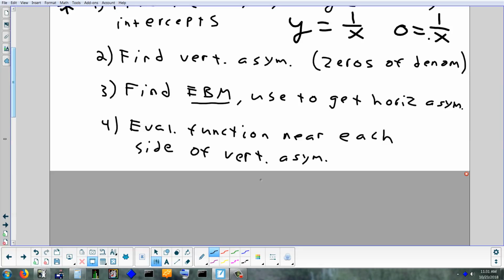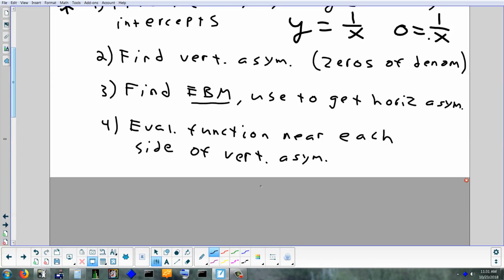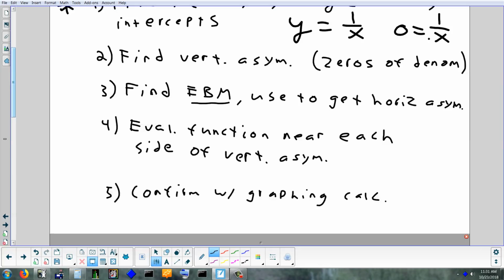And you're going to be up very high or very low. It's always what happens near a vertical asymptote. We just have to figure out, is it high or low? That's where the table comes in handy. And then we can double check our sketch by looking at a graphing calculator.